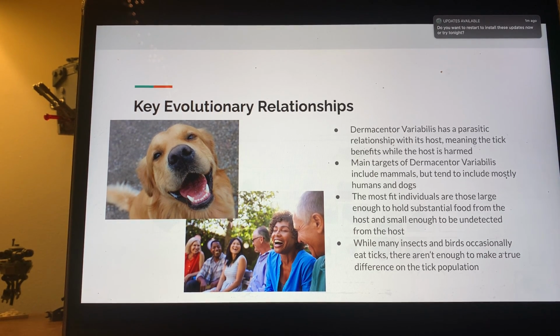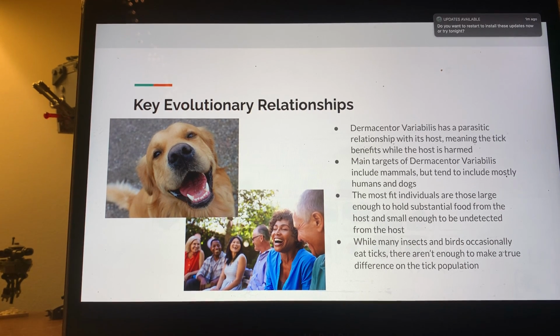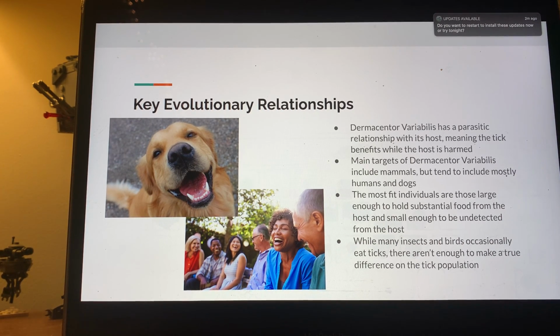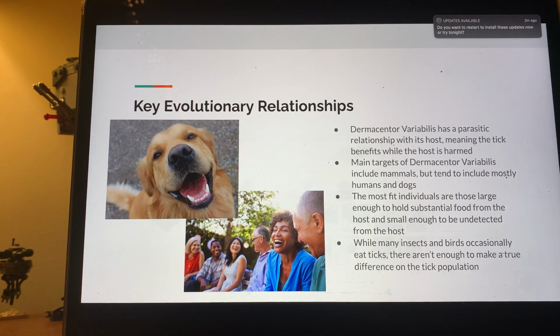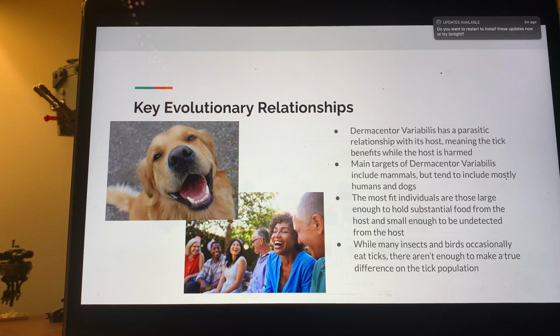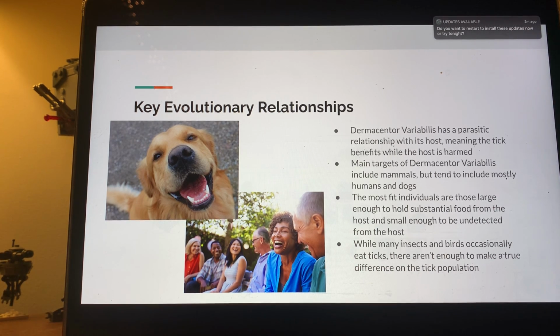The most fit individuals, that is for ticks, are those large enough to hold substantial food from the host and small enough to be undetected from the host. While many insects and birds occasionally eat ticks, there really isn't enough of them to make a true difference on the tick population.